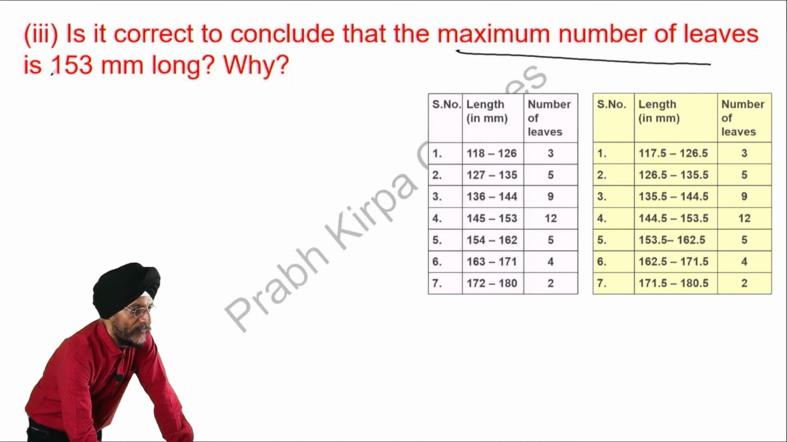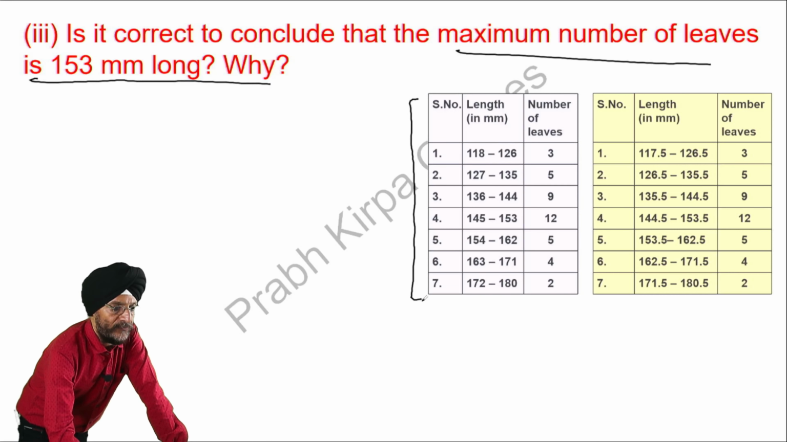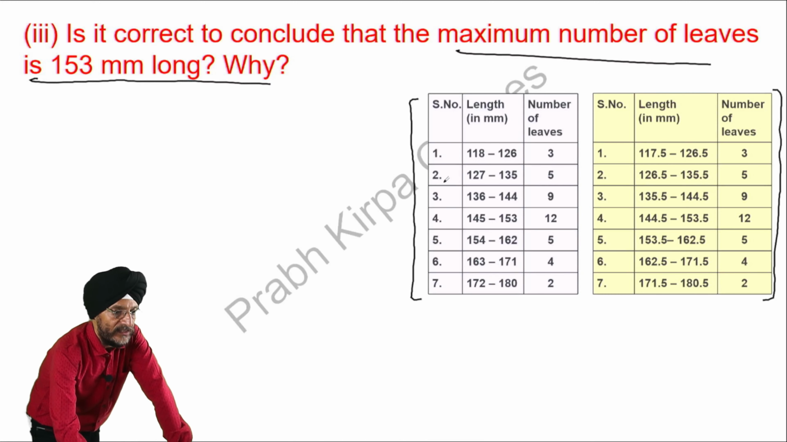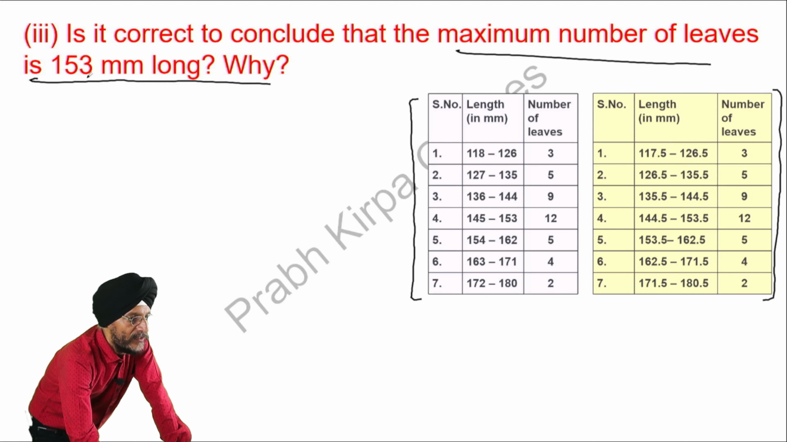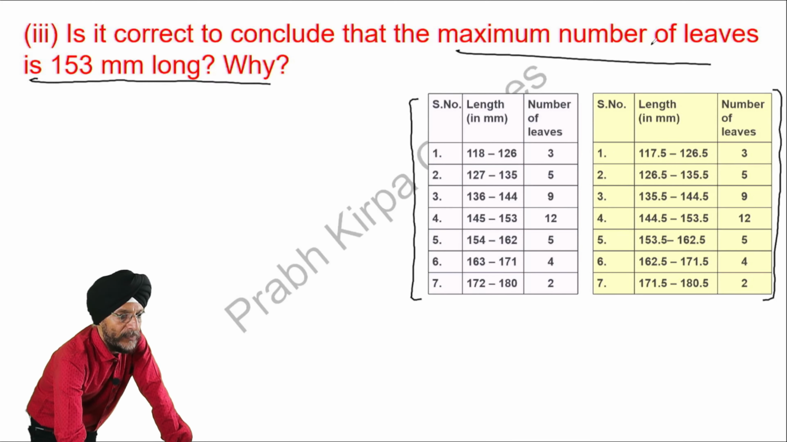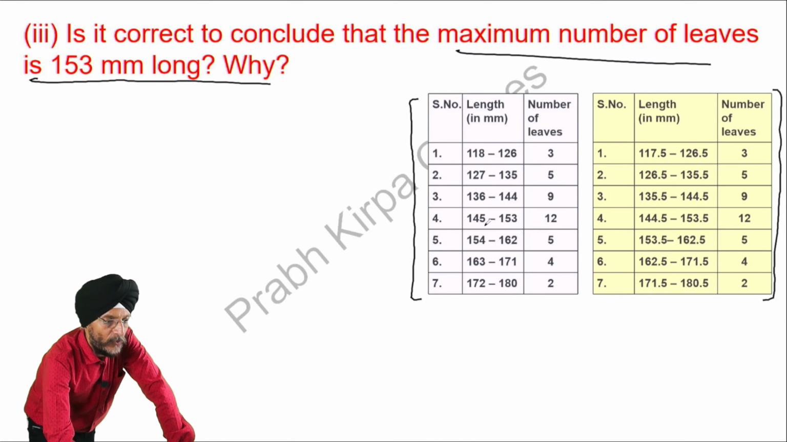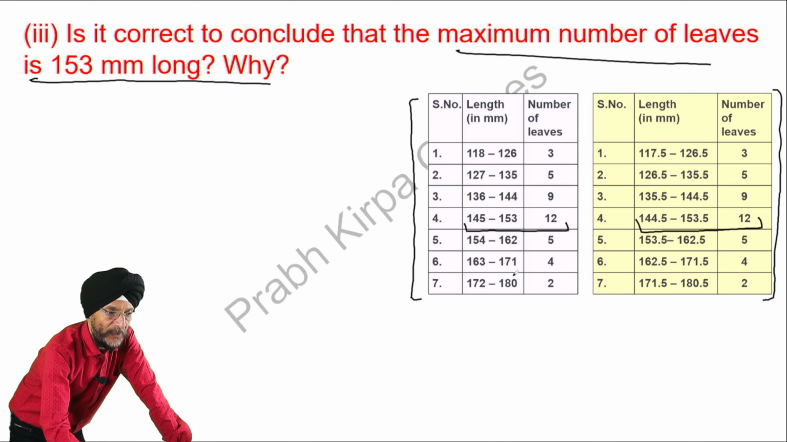Now the next point of this question: is it correct to conclude that the maximum number of leaves is 153 millimeter long? This is the data which was given in the question, and this is the data which we had derived while forming the histogram. That is, this is the discontinuous class interval, this is the continuous class interval, and the question is whether the maximum number of leaves is 153 millimeter long. Now the maximum number of leaves lie in this class interval.